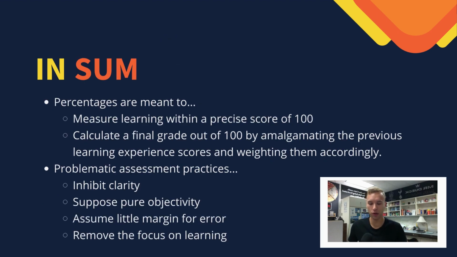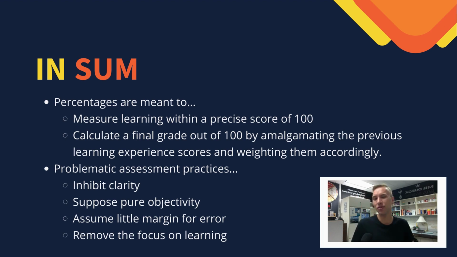In sum, or too long, didn't listen. Percentages are meant to measure learning within a precise score of 100. They're meant to calculate a final grade out of 100 by amalgamating the previous learning experience scores and weighting them accordingly. Those are admirable things that they would like to do. The problem is that they don't always do that. And problematic assessment practices inhibit clarity, suppose pure objectivity, assume little margin for error, and remove the focus on learning. Those are the two things I really wanted us to learn today. What are percentages? What are they trying to do? And then what constitutes a problematic practice? And do percentages align with that?